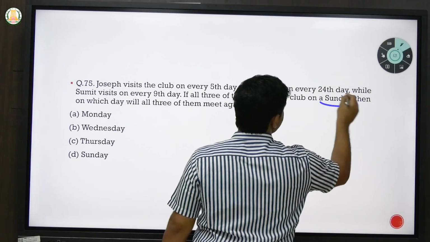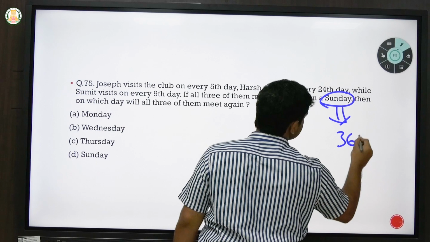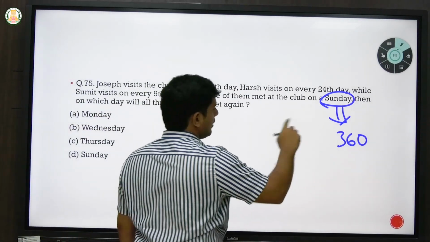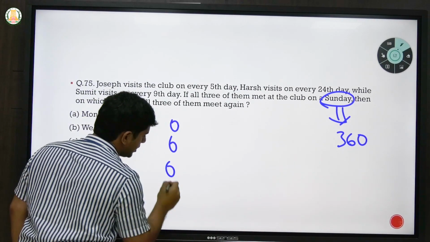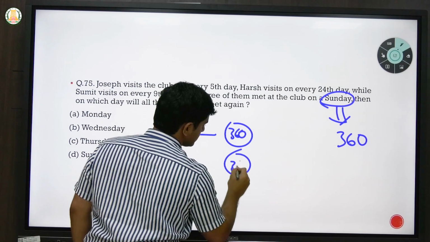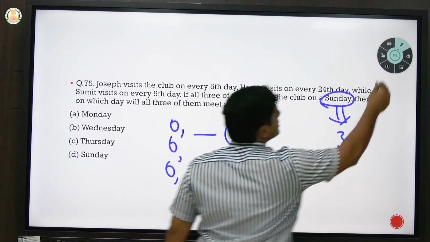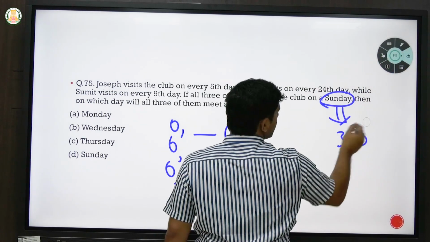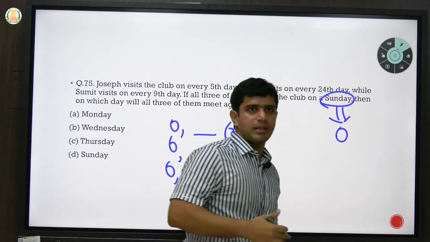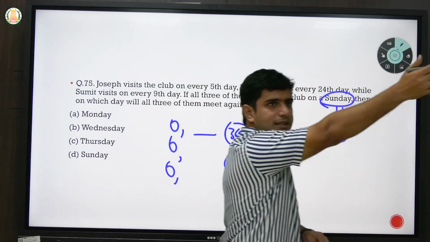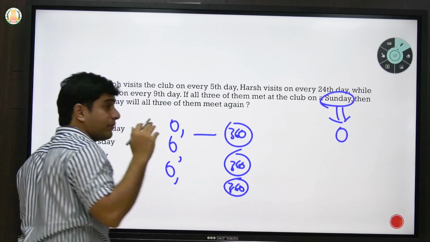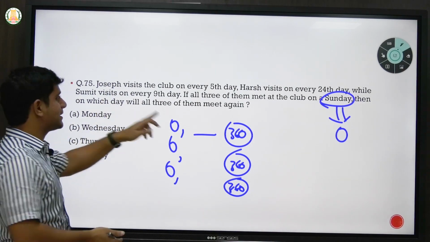Okay. So now what he is saying is they meet on a Sunday, and we know this Sunday is a 360th day. Then on which day will all 3 meet again? So let's say they are meeting today, like 0, 0, 0, then they'll again be able to meet on the 360th day. So basically, let's say today is Sunday and today they meet, the 0th day. Next, how many days until they meet? After 360 days from today. That means if the 0th day is Sunday, what will be the 360th day?